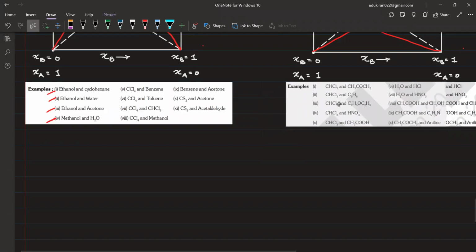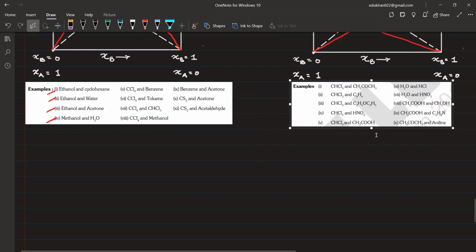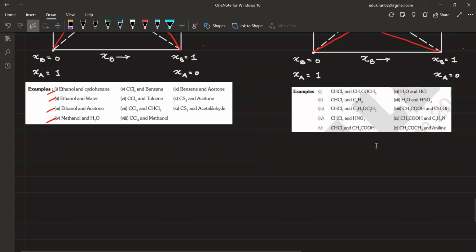And these are the examples for negative deviation. Let me explain this one. This is explained in your next textbook as well. For chloroform and acetone, let's look at the structure of chloroform first.